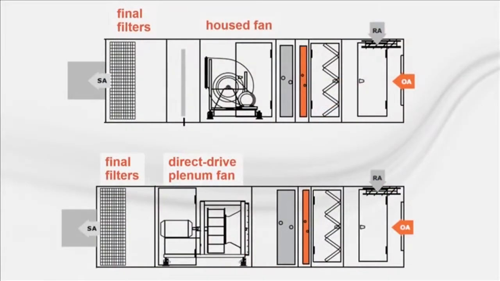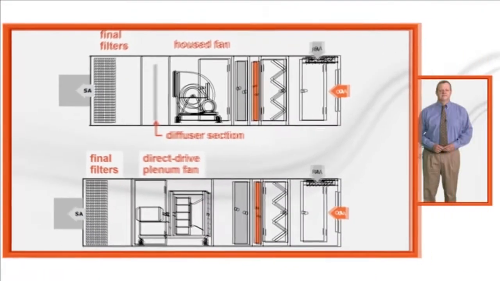Let's look at one more example. In some applications, final filters are included as the last section in the air handling unit. When a housed fan is used, a diffuser section must be added downstream to provide even airflow through the final filters. This is not a requirement for a plenum fan, since it pressurizes the surrounding plenum. This provides even airflow through the filters with minimal downstream distance.